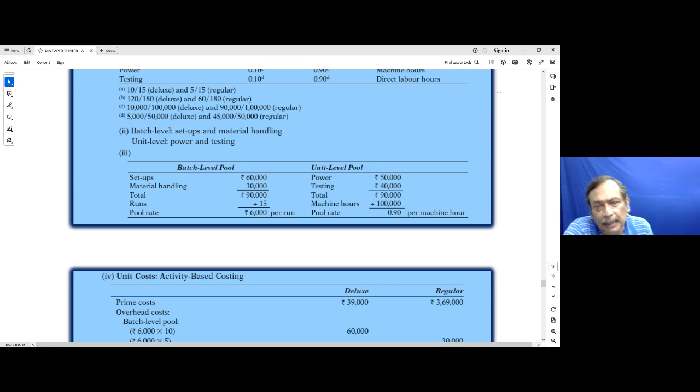Setups, that is batch level, 60,000, material handling 30,000, total is 90,000, divided by total runs 15. So pool rate is 6,000 per run. So setups and material handling come under batch level, and unit level: power 50,000, testing 40,000, total 90,000, and machine hours we are going to have predominating, 1 lakh. So pool rate is 0.90 per machine hour.